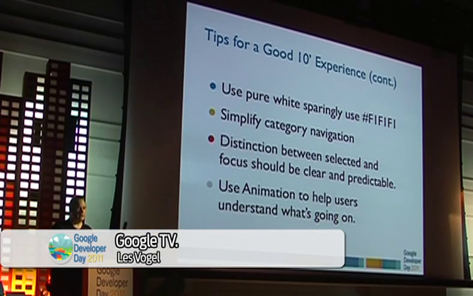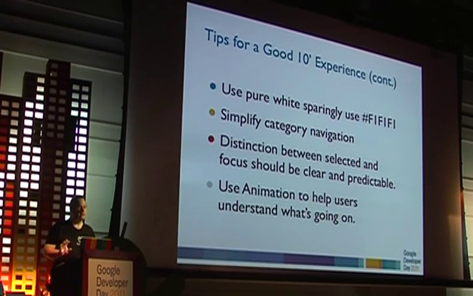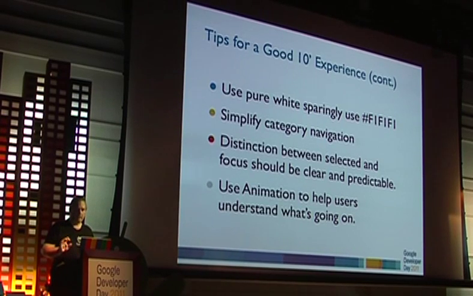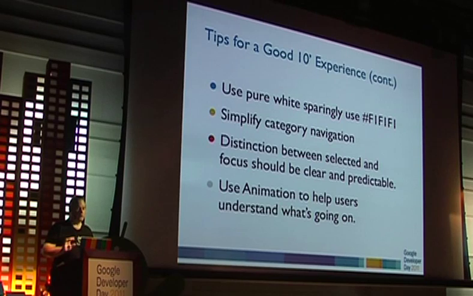Use white sparingly. Avoid bright reds and oranges. Short lists that are all on screen are easier to work with. Make clear the difference between selected and where focus is. There may be several things on screen that are selected, but only one thing should be in focus at a time. And I'm going to talk a bit more about that. And animation will help your users understand what's going on.